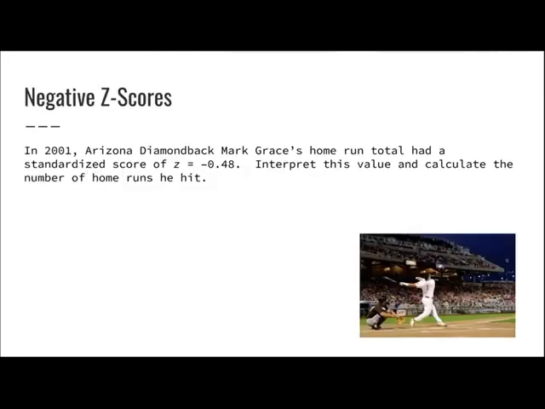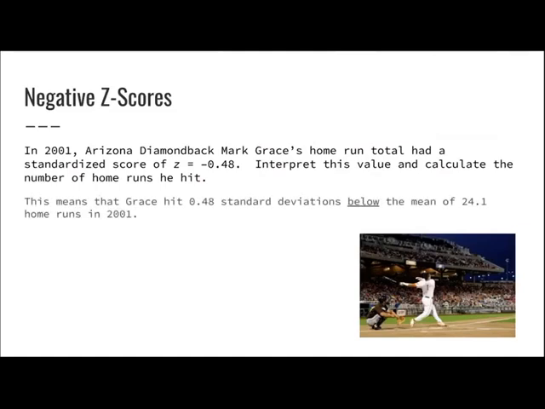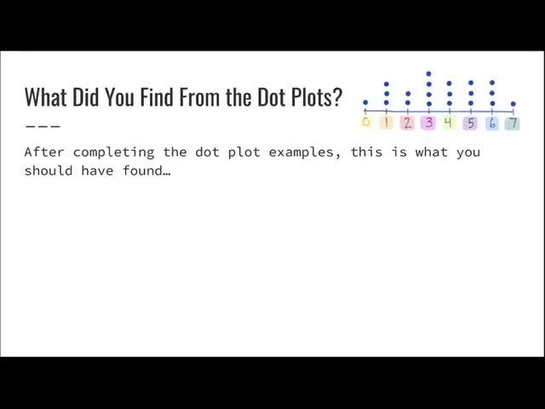Negative Z-scores. So in 2001, Arizona Diamondback Mark Grace's home run total had a standardized score of Z equals negative 0.48. We're going to interpret this value and calculate the number of home runs he hit. This means that Grace hit 0.48 standard deviations below the mean of 24.1 home runs in 2001. So I'm going to solve for that raw score. I have negative 0.48 equals our unknown minus our mean divided by our standard deviation. Solve for x, and you get about 15 home runs.